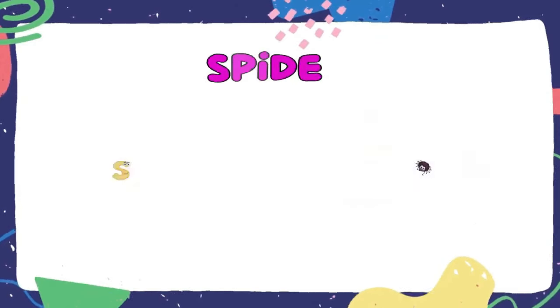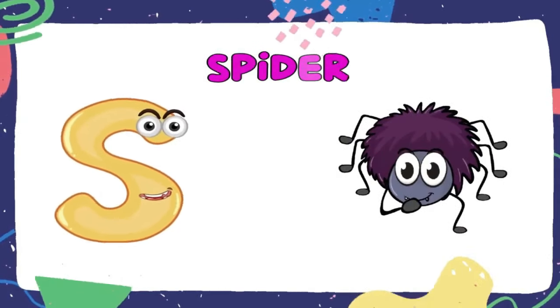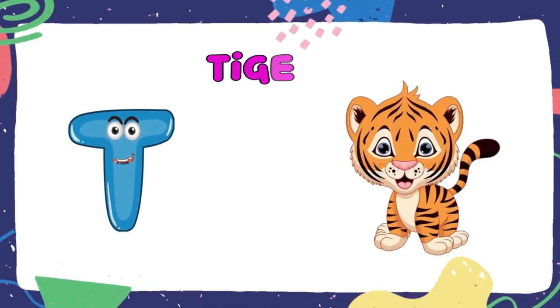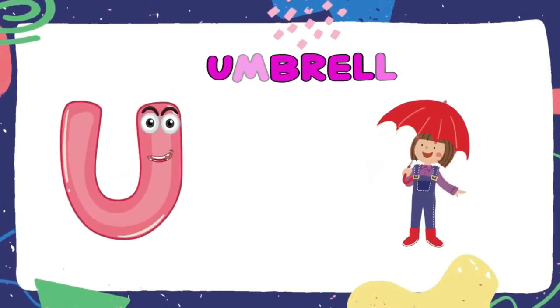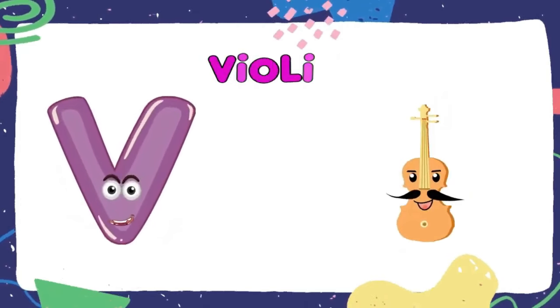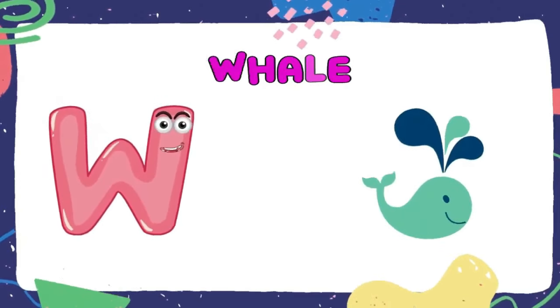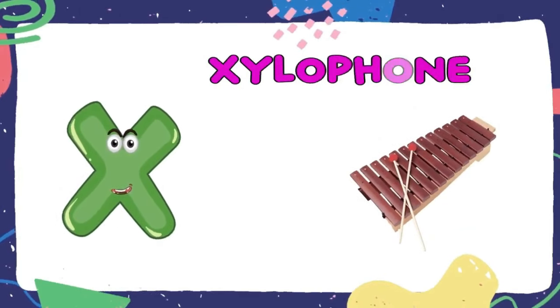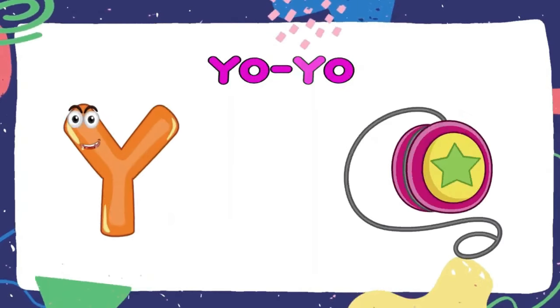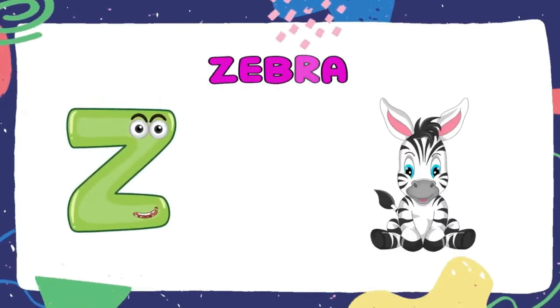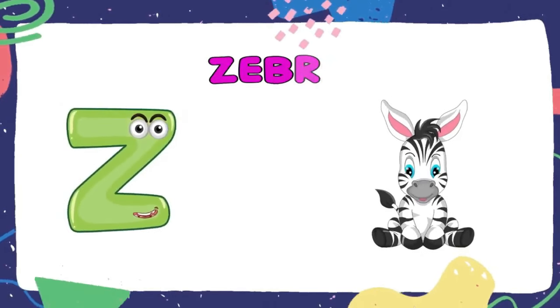R is for rainbow, rainbow. S is for spider, spider. T is for tiger, tiger. U is for umbrella, umbrella. V is for violin, violin. W is for wheel, wheel. X is for xylophone, xylophone. Y is for yo-yo, yo-yo. Z is for zebra, z-z-zebra.